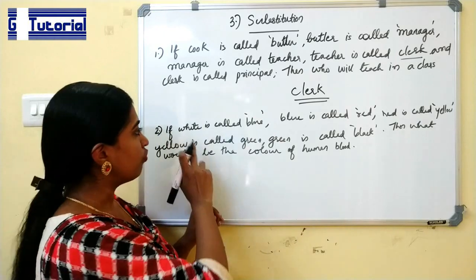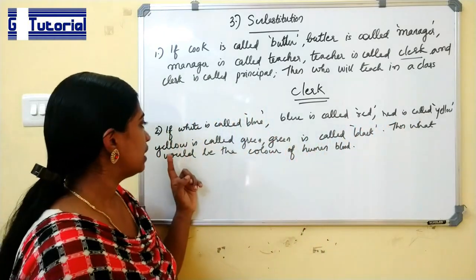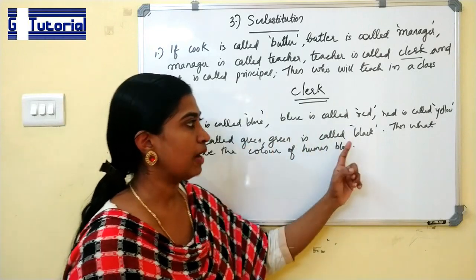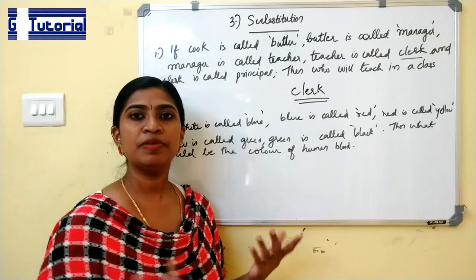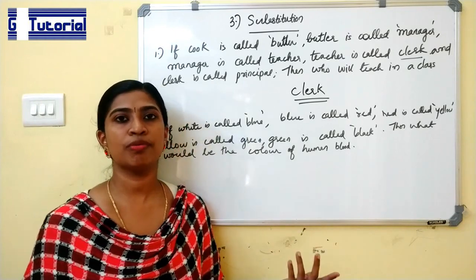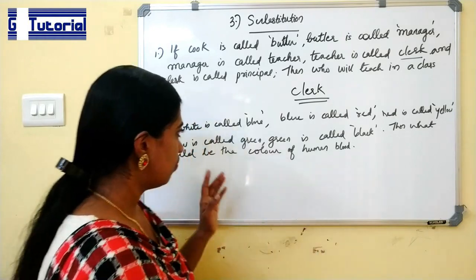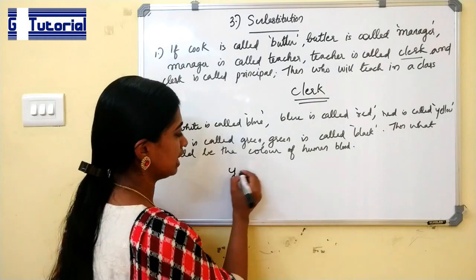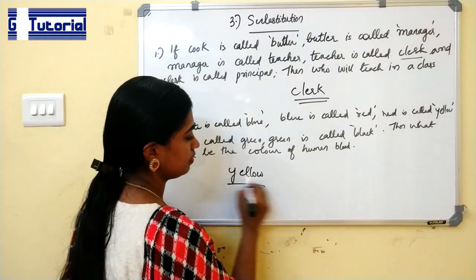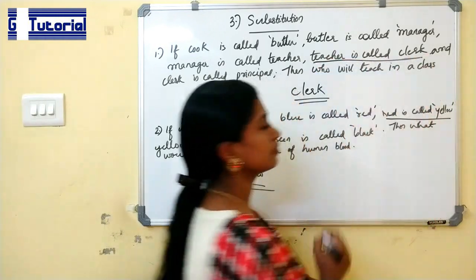Next question. If wine is called blue, blue is called red, red is called yellow, yellow is called green, green is called black, then what would be the color of human blood? What will be the color of human blood? The color of human blood is red. But you have to find a code. Red is not the answer. What is the code for red? Red is called yellow. So the answer is yellow.